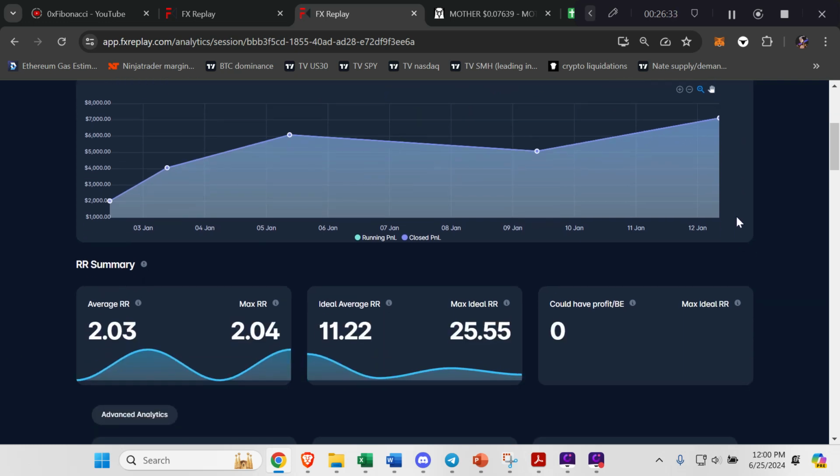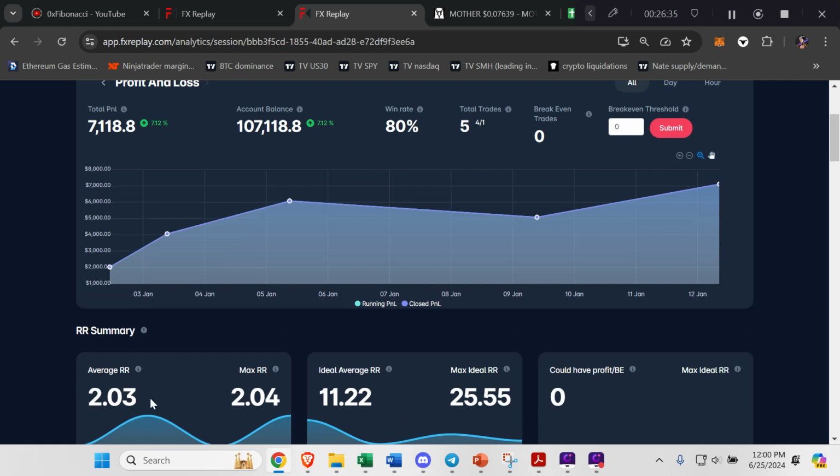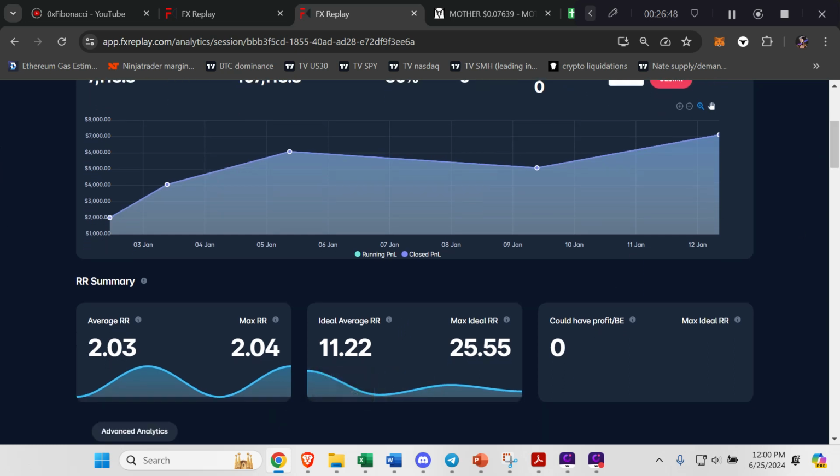And a few other things I wanted to show you guys here. So average risk to reward, obviously we're doing 2R for pretty much all these trades, so it makes sense the average was here. This ideal one is kind of misleading, but it's basically if you would have held all these trades to the max potential profit within the week, what would it have been? I don't really care about this one as much. It's more this first one and this last one.